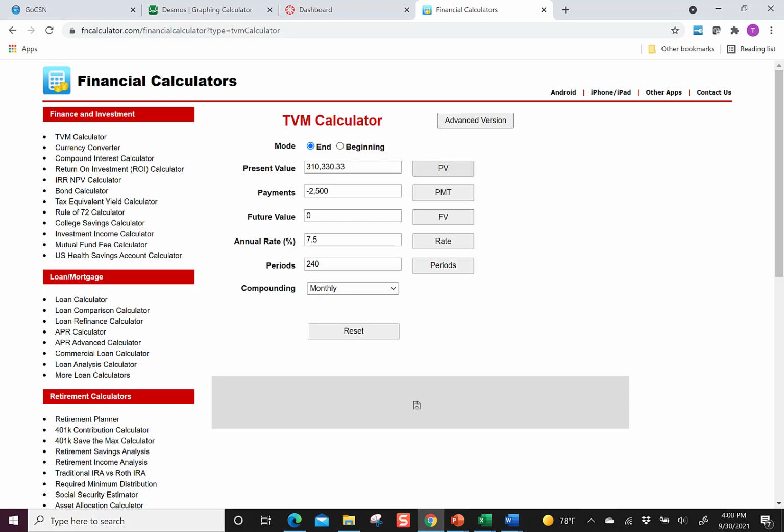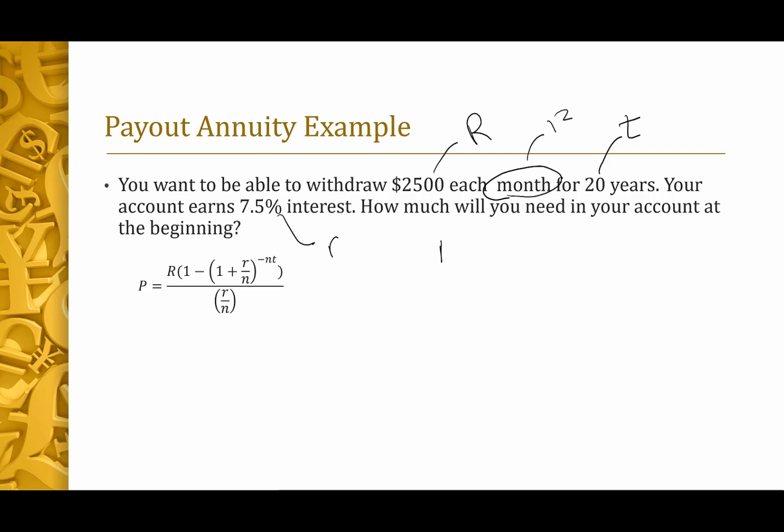It says you need $310,330.33. So we found out we need, at present, $310,330.33. If you wanted to see how much interest you had earned, you could do this comparison between how much was put in there and then how much you were able to withdraw. We were able to withdraw $2,500 12 times a year for 20 years.